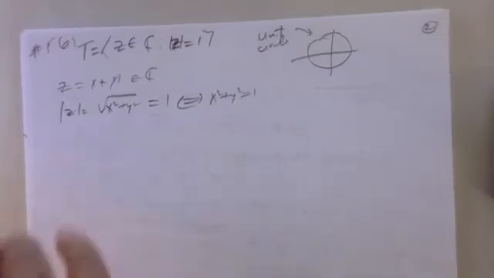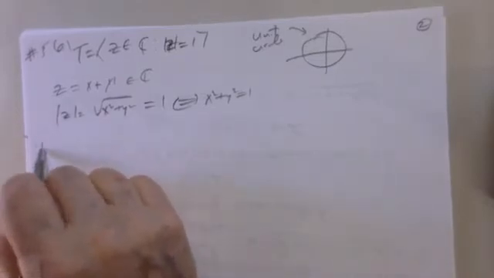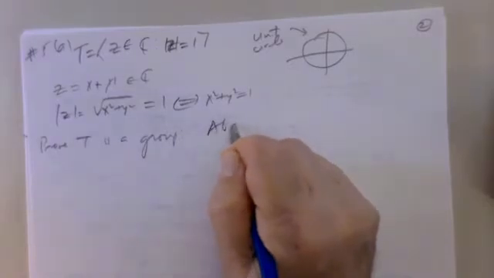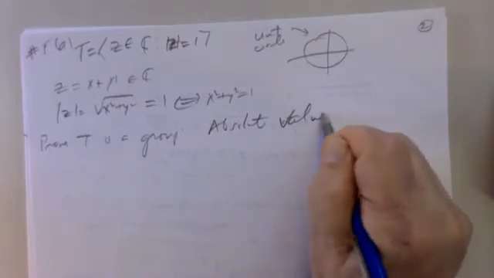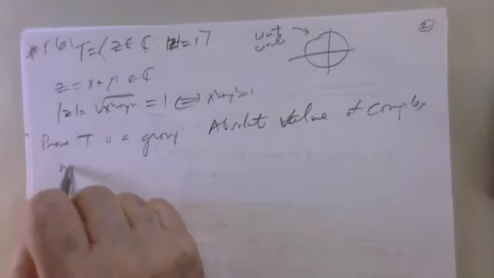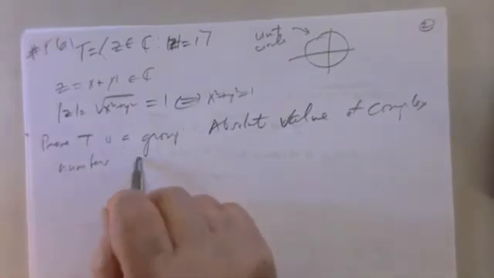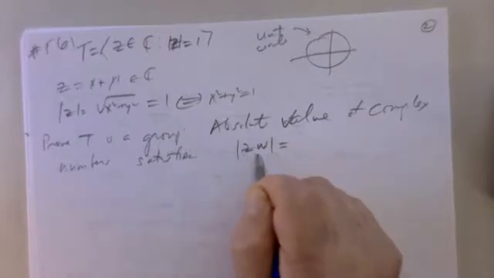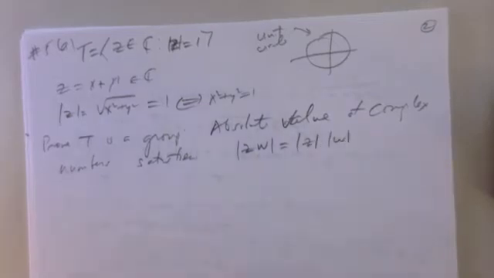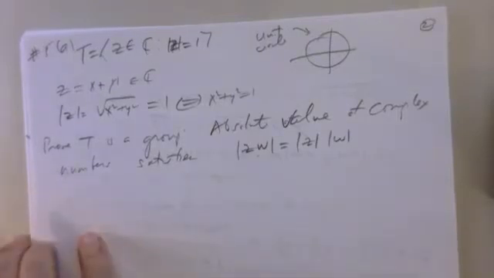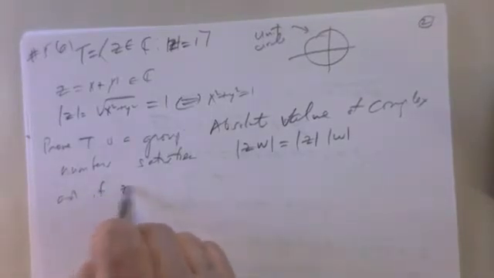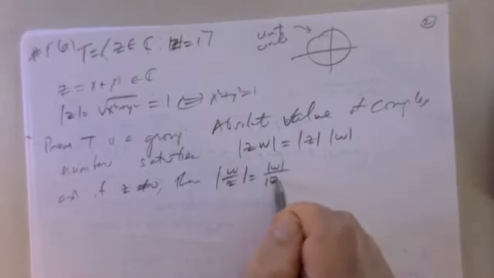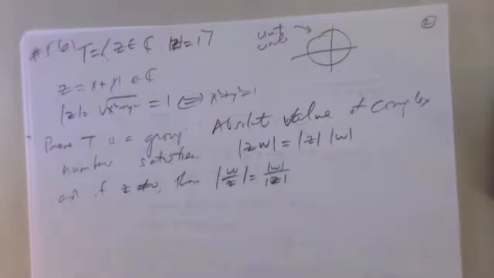And how do we prove it's a group? Well, let me give you two ways. So prove T is a multiplicative group. Absolute value of complex numbers, just like absolute value of real numbers, satisfies the multiplicative property that if you have two complex numbers, z and w, the absolute value of the product is the absolute value of z times the absolute value of w. And if z is not 0, then the absolute value of w over z is the absolute value of w over the absolute value of z. This follows from this, but I'm just writing it down explicitly.